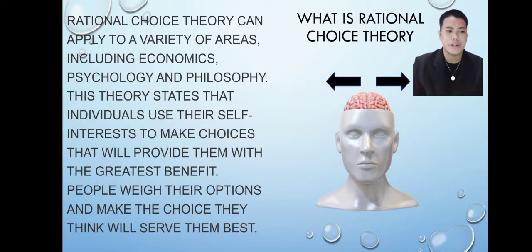What is rational choice theory? Rational choice theory can apply to a variety of areas, including economics, psychology, and philosophy. This theory states that individuals use their self-interest to make choices that will provide them with the greatest benefit. People weigh their options and make the choice they think will serve them the best.